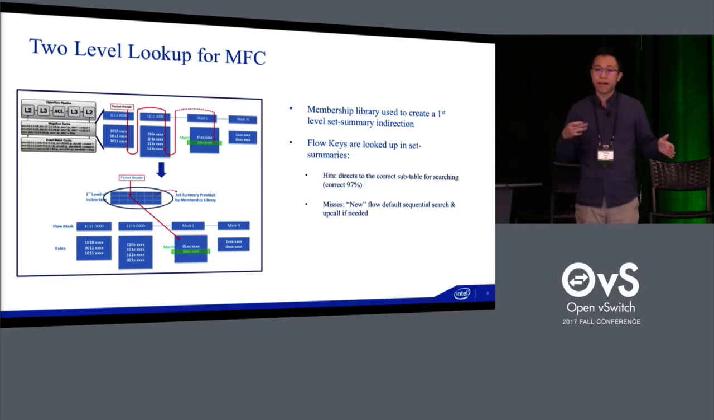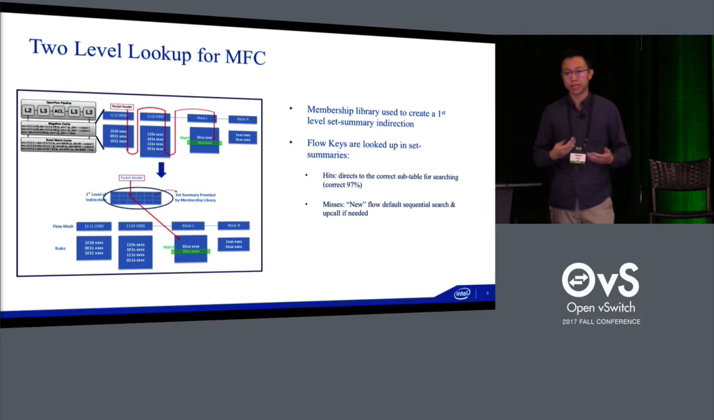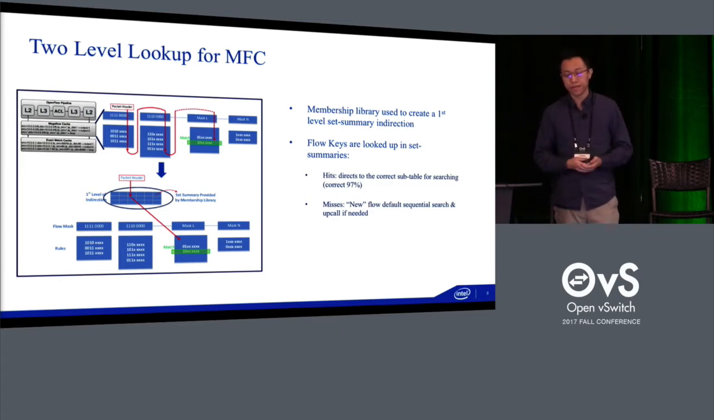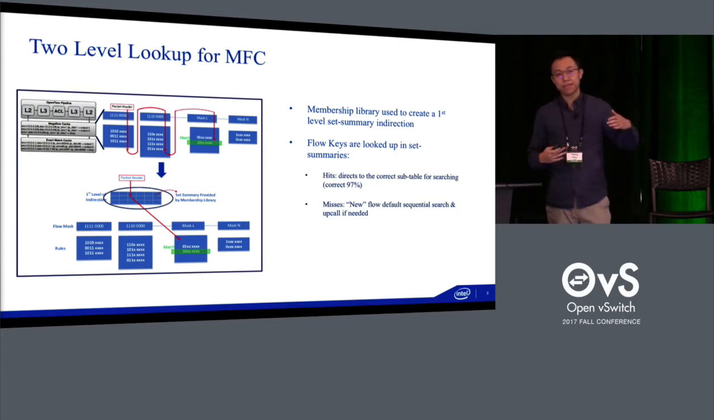Before the packet goes to the Megaflow cache, we will have another layer of indirect table realized by this membership structure. We call it Cuckoo distributor because we started this project with the Cuckoo hash table concept, and later on evolved to membership and everything. So the process is like this.